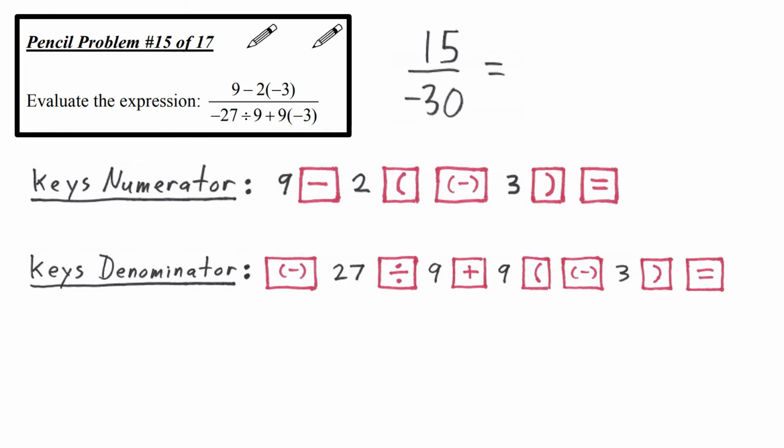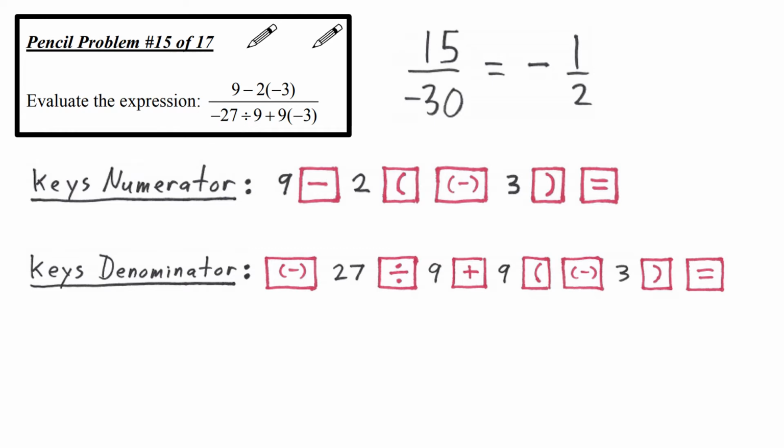We have a positive over a negative, and our rule states that if the signs are different in a division, we get a negative. For the fraction, we can notice that 15 and 30 are both divisible by 15. 15 divided by 15 is 1. 30 divided by 15 is 2. So we get 1/2.